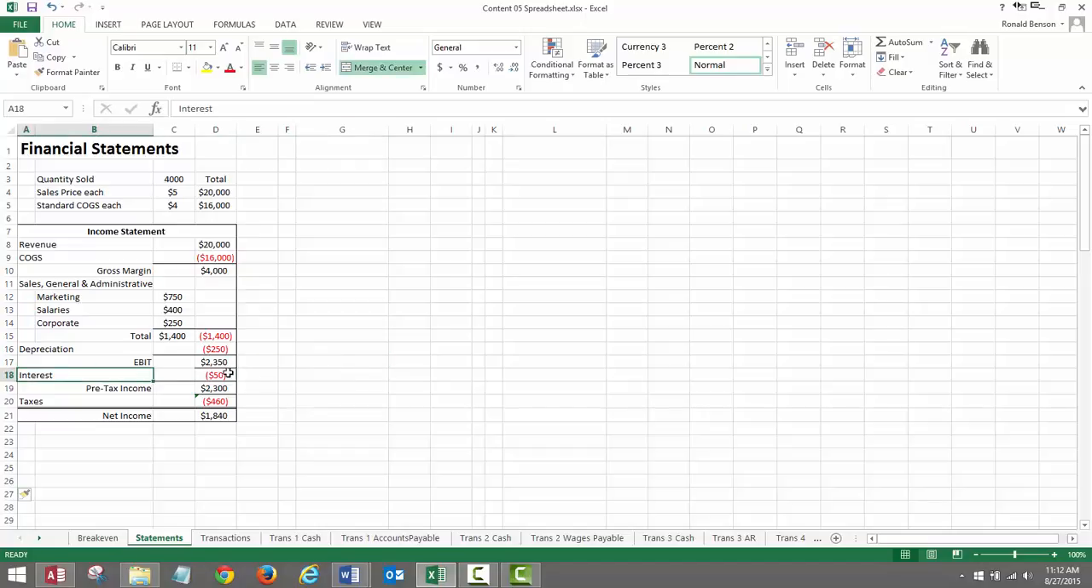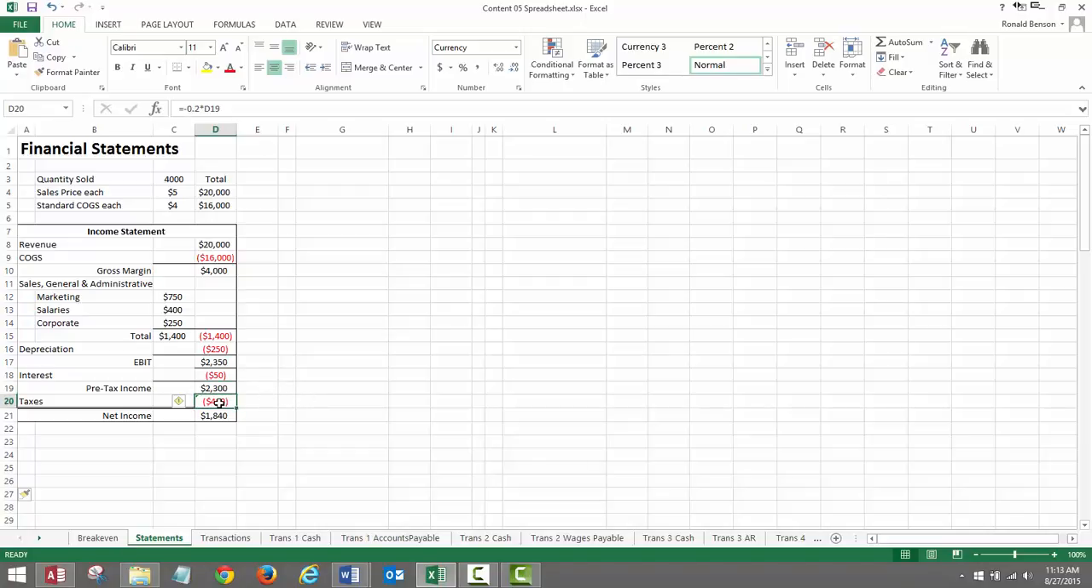Interest is interest on loans of various sorts. It's tax deductible for corporations, so it has to come out before we compute taxes. So that's the reason it is on this statement actually. So if we had interest of 50, we reduce it and the pre-tax income becomes 2,300.